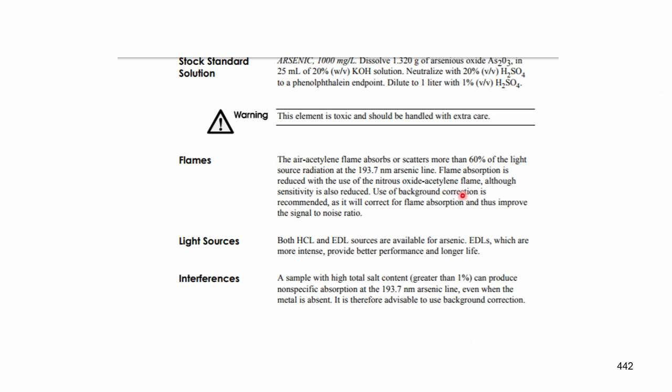They say use of background correction is recommended. Quite often we do not need background correction, because the matrix is very simple. For example, if you want to determine elements in water, you do not need a background correction, as not many elements will be there anyway. So, light sources HCl and EDL etc.